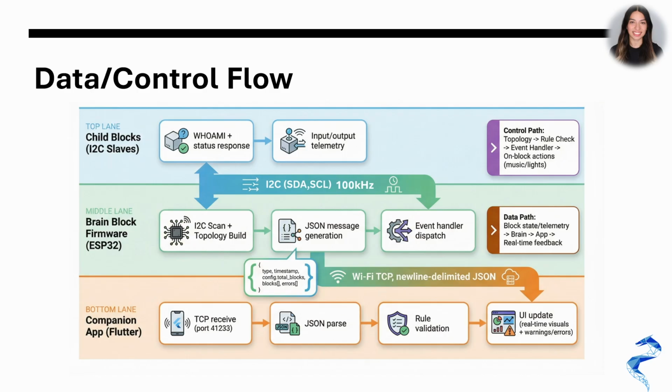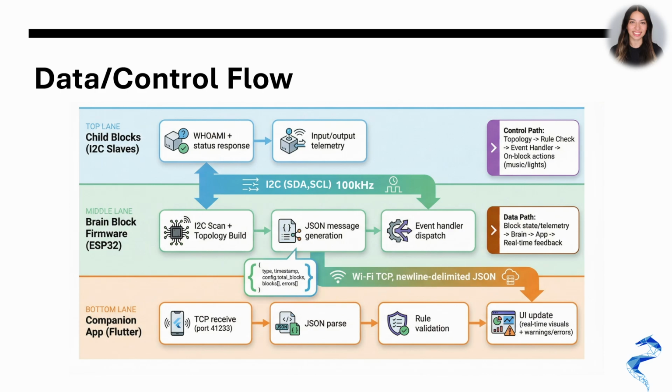Here's how we manage our control and data paths. Starting at the top lane, each child block operates as an I2C slave node. The brain block, acting as the I2C master, issues a discovery and read cycle to retrieve each node's WhoAmI ID and current status. This shared I2C bus provides us with both device identity and live input-output telemetry for the entire chain.